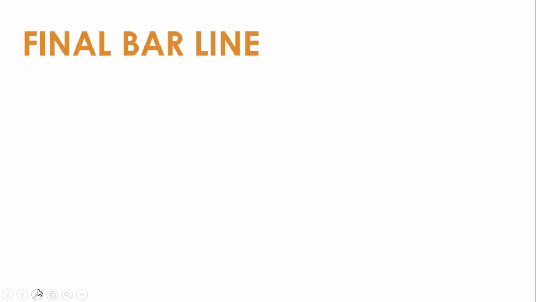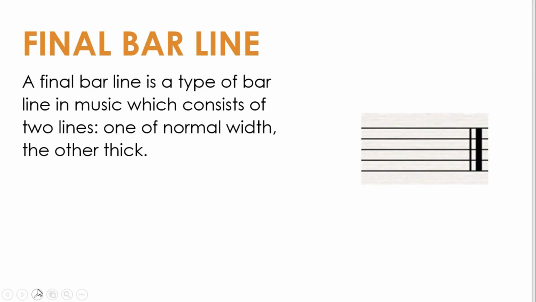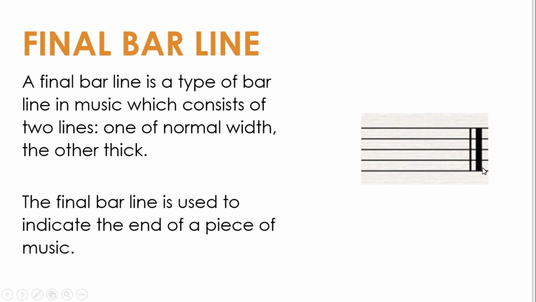The last type of bar line we will look at is the final bar line. The final bar line is a type of bar line in music which consists of 2 lines, one with normal width and the other one thicker. So this one is a normal bar line and this second one is thicker. The final bar line is used to indicate the end of a piece of music. So it's used to show where the song has ended. Whenever you see this particular type of bar line, the final bar line, it means that the song has ended.